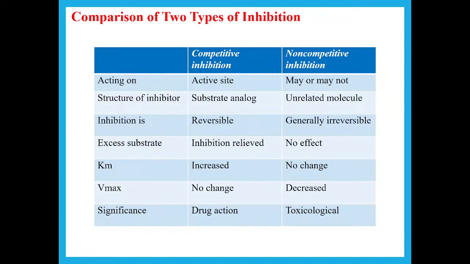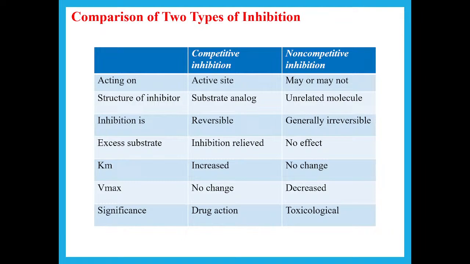Structurally, the inhibitor is a substrate analog in competitive inhibition, and an unrelated molecule in non-competitive. Inhibition is generally reversible in competitive, while non-competitive is generally irreversible. Excess substrate relieves competitive inhibition, but has no effect on non-competitive, because the inhibitor does not compete with the substrate. Km is increased in competitive, and not changed in non-competitive. Vmax is not changed in competitive, and decreased in non-competitive.